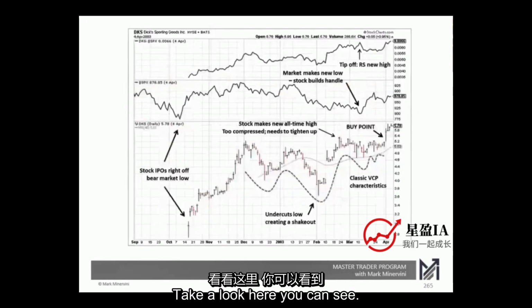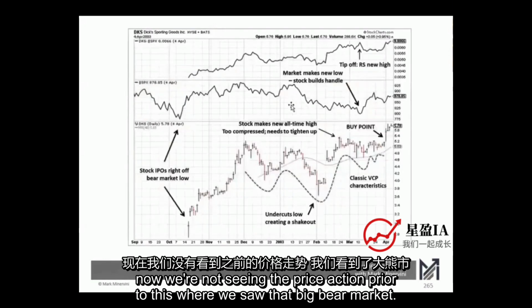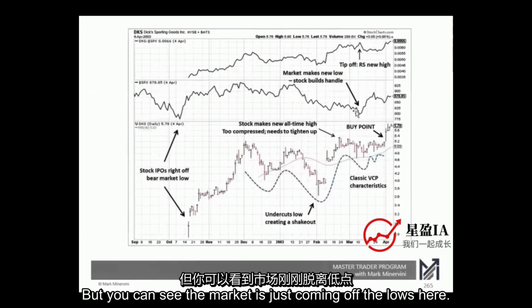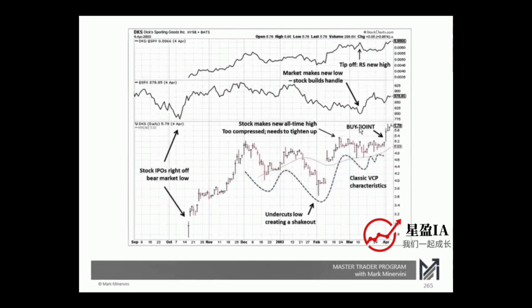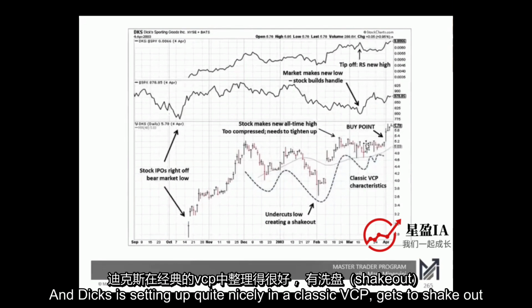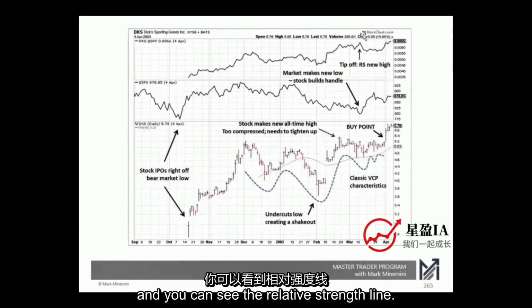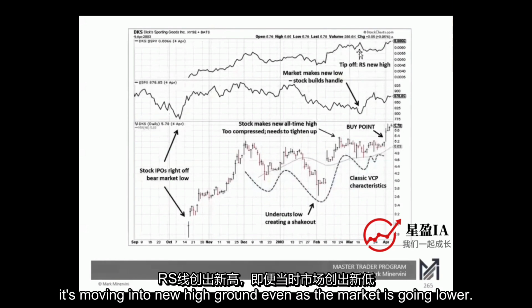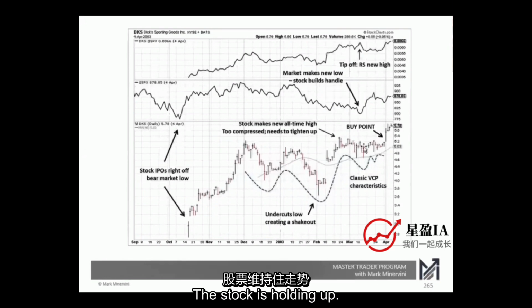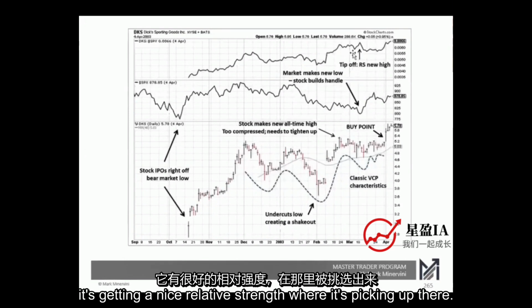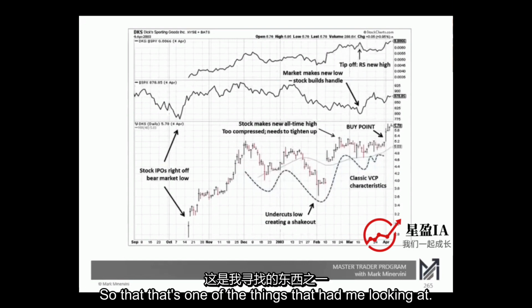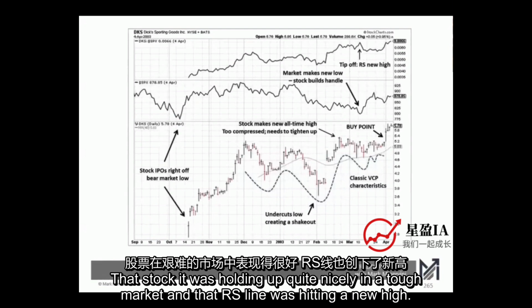Take a look here. You can see this is Dick's. Now we're not seeing the price action prior to this where we saw that big bear market, but you can see the market is just coming off the lows here, and Dick's is setting up quite nicely in a classic VCP, gets the shakeout, and you can see the relative strength line is moving into new high ground. Even as the market is going lower, the stock is holding up, and because of that, it's getting a nice relative strength where it's picking up there. So that's one of the things that had me looking at that stock, is it was holding up quite nicely in a tough market, and that RS line was hitting a new high.